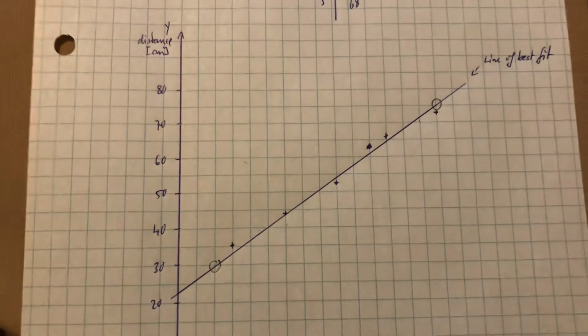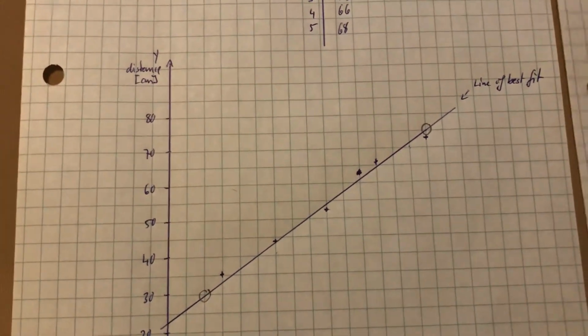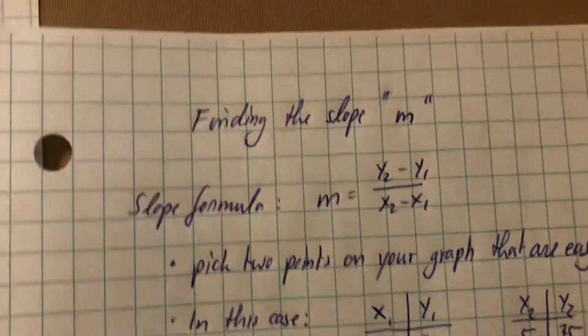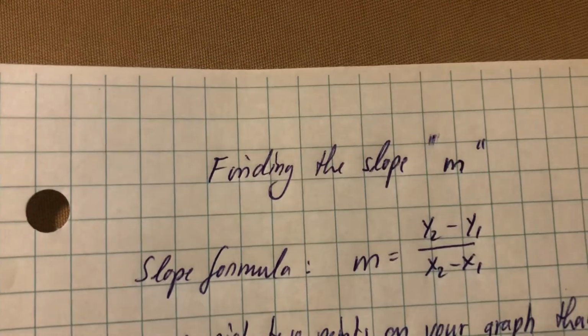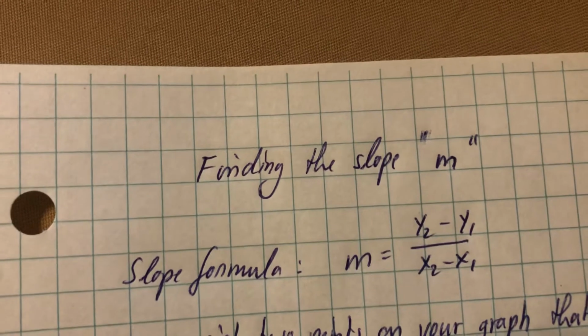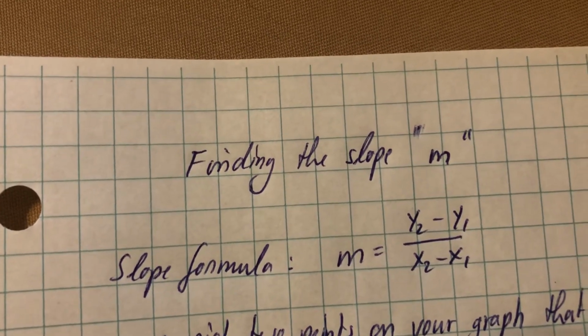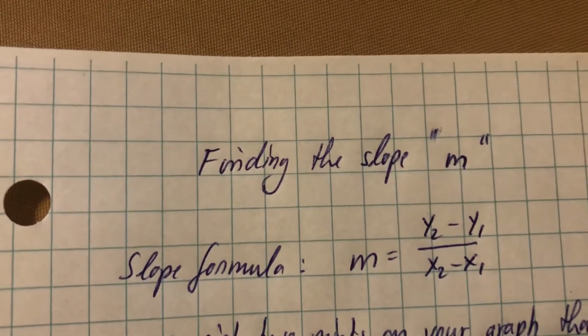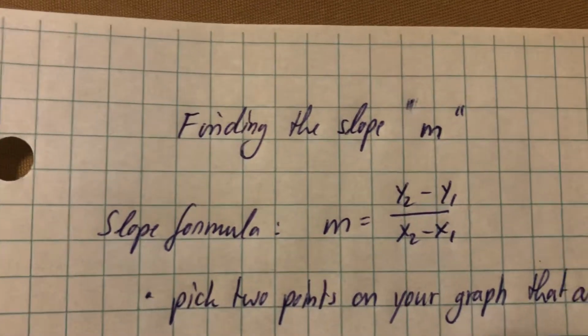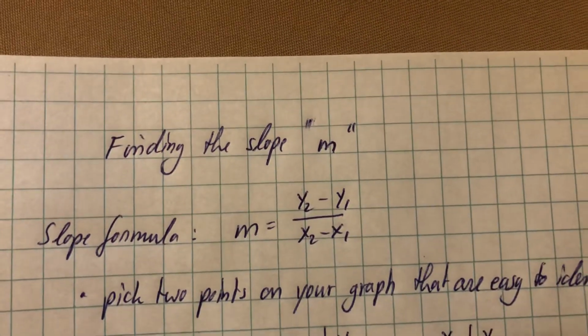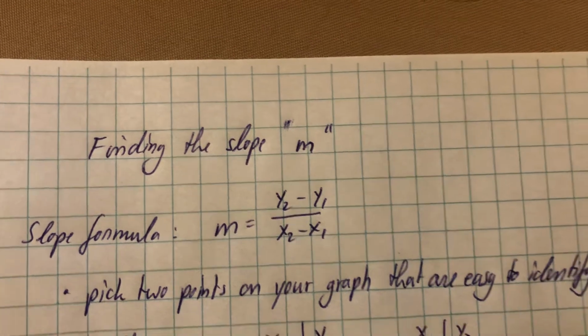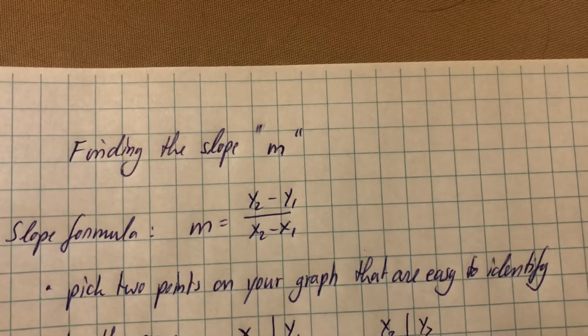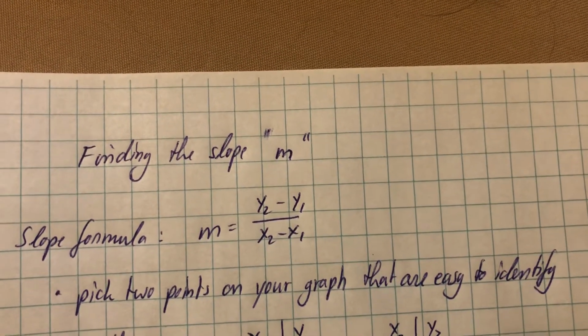Next, I have to calculate the slope. Slope is called m. Finding the slope m, I'm using the slope formula. So m equals y2 minus y1 divided by x2 minus x1. Important here is that you have to pick 2 points for your x and y, 1 and 2, that are on the graph, so on the line, and that are easy to identify.